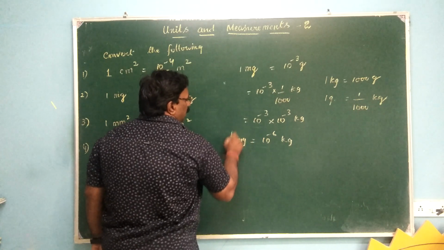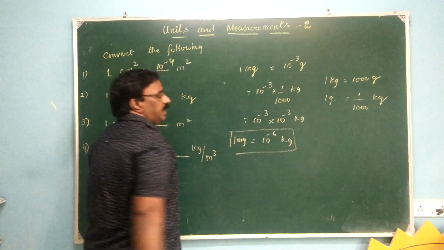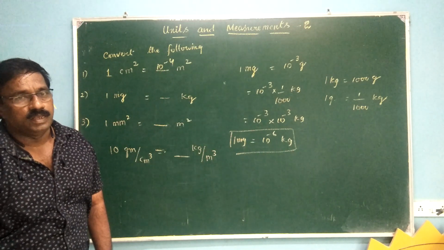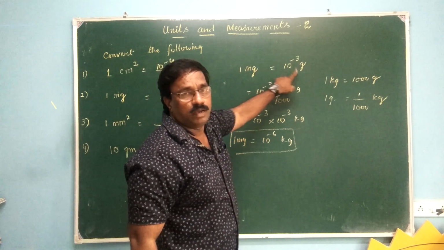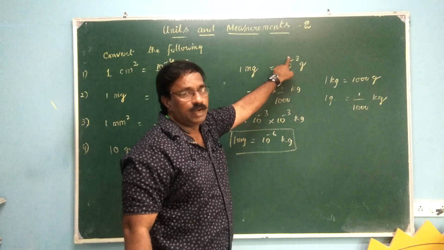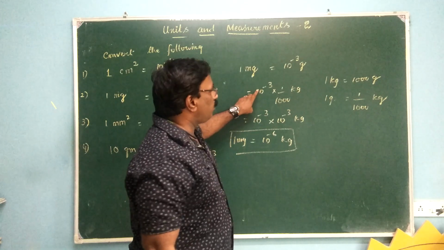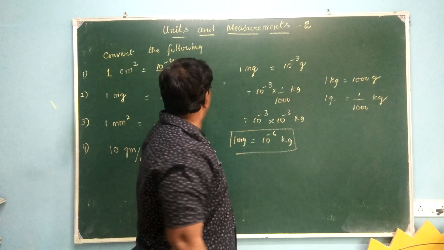So 1 milligram, if you want to write in terms of kgs, it is 10 power minus 6 kg. Repeating once again, 1 milligram. Milligram to gram. Milli means 10 power minus 3, so 10 power minus 3 grams. Now 10 power minus 3 gram, but I want here kilogram.